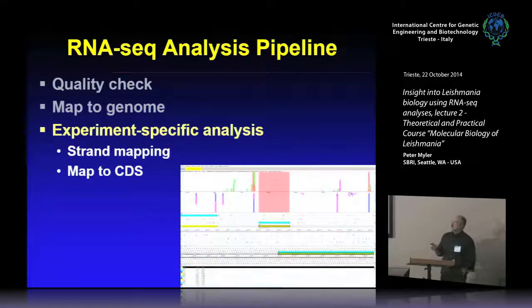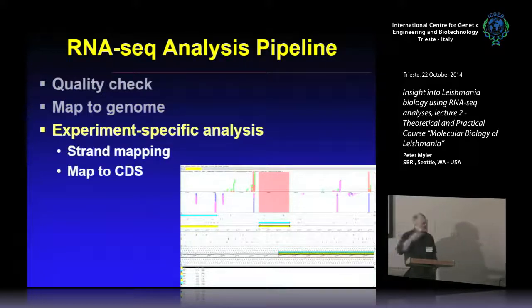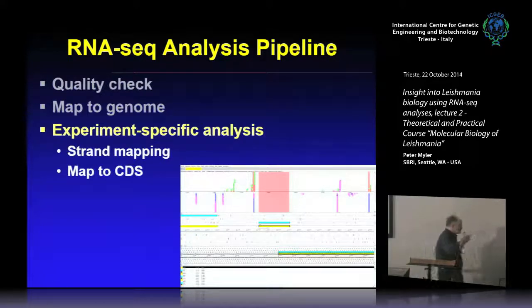Okay, after you've mapped it to the genome, then the next steps are really going to depend on what you want to do. Generally, what we'll do is we'll look manually to see whether they've mapped to the right strand. And then usually what we're interested in is getting a count of the number of reads that are associated with each protein coding gene. So basically what you do is you count the number of reads in this position here.